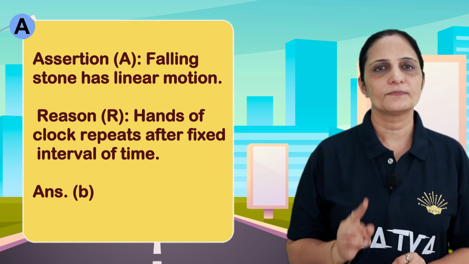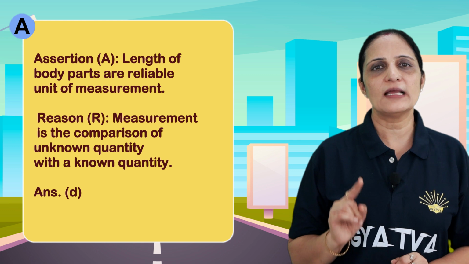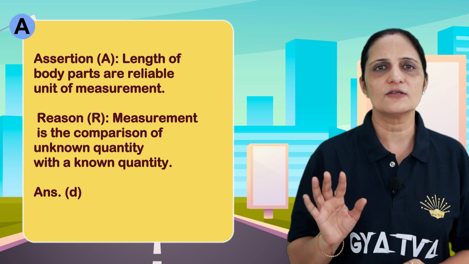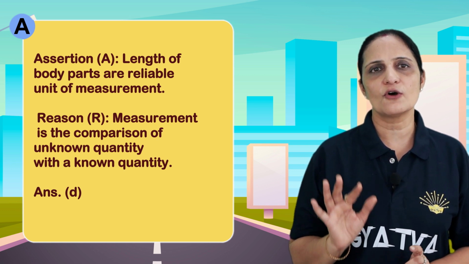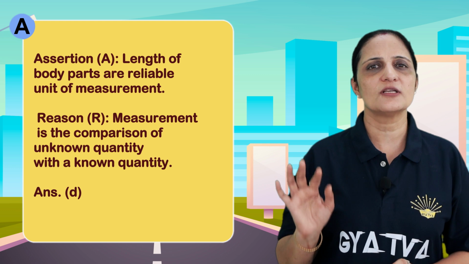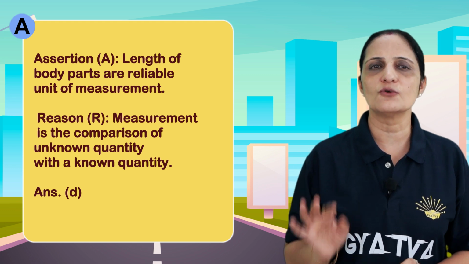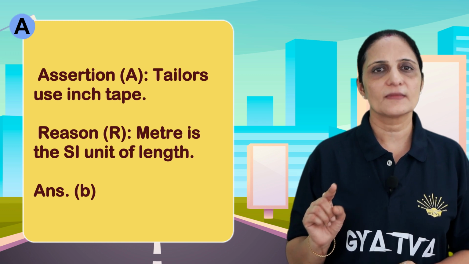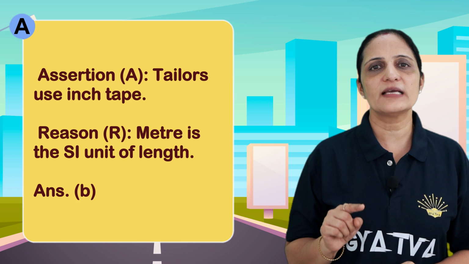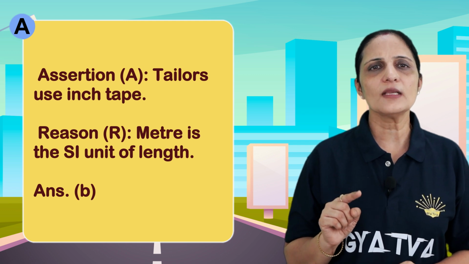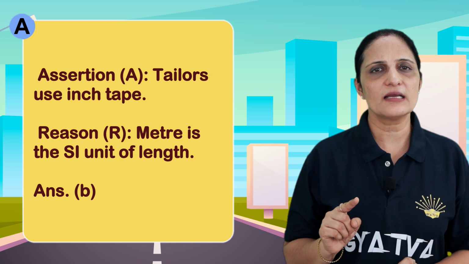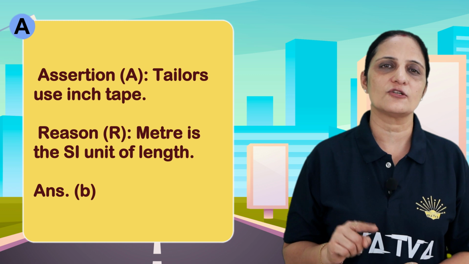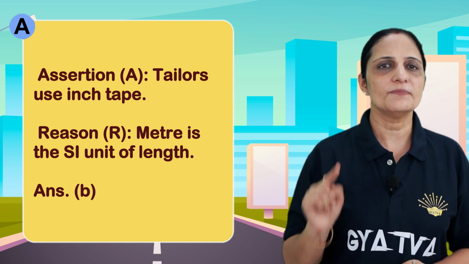Option B. Second question, assertion: length of a body part is a reliable unit of measurement. So this statement is wrong. So the option goes for option D, that is assertion is false and reason is true. Question number 3, assertion: tailors use inch tape, and reason: meter is the SI unit of length. So both the statements are correct, but reason does not give you the correct explanation of assertion. So the correct answer is B.